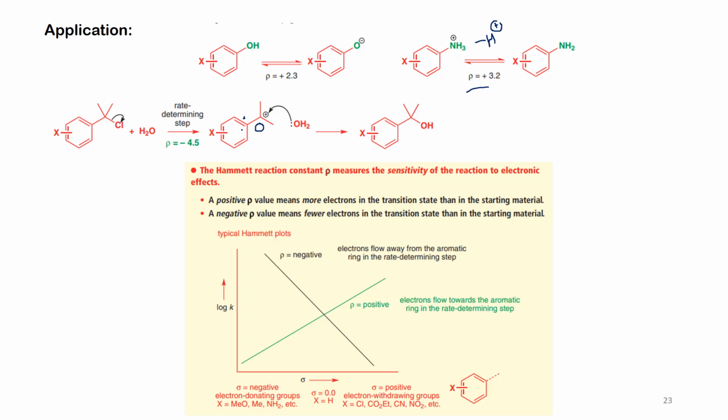So here, when we are adding an electron donating group, according to the diagram, this part is for this. Whenever it is an electron withdrawing group for this reaction, the slope will be decreasing.